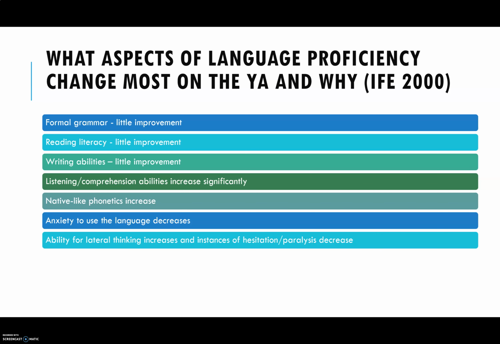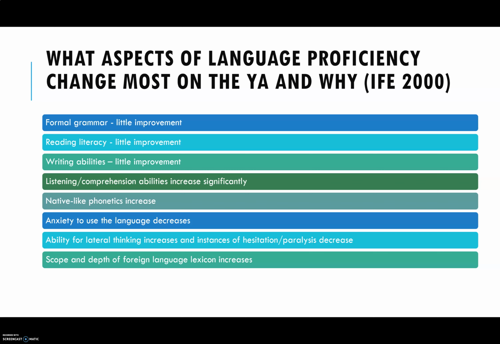What we also see is that the ability for lateral thinking increases, and instances of hesitation and paralysis decrease massively when you come back from the year abroad. So your ability to work laterally in the language, so that if you encounter a hole in your language ability, you have the competence to work around that and to think laterally about another way of saying something. And also the hesitation that's there a lot of the time when you're using the language before the year abroad, that falls away quite significantly when you come back.